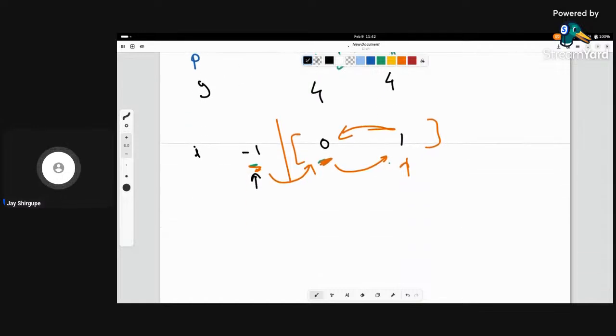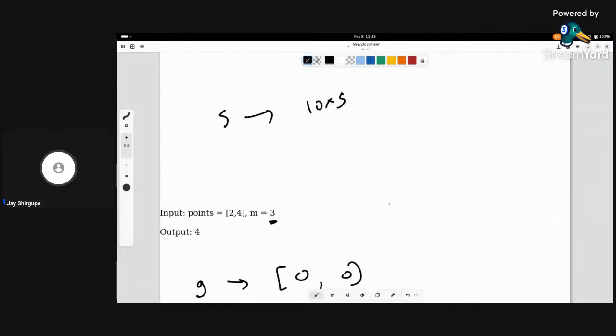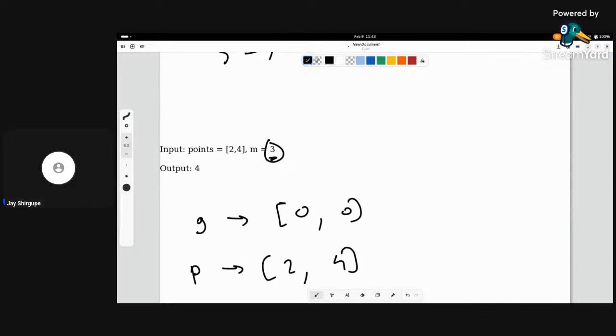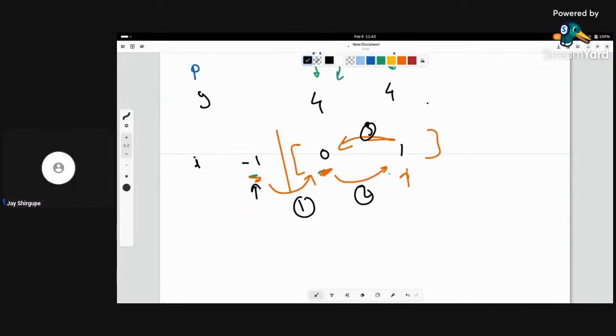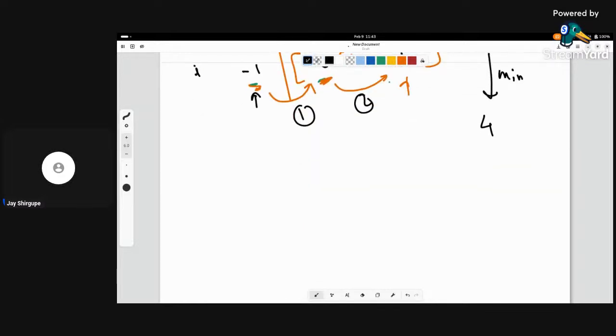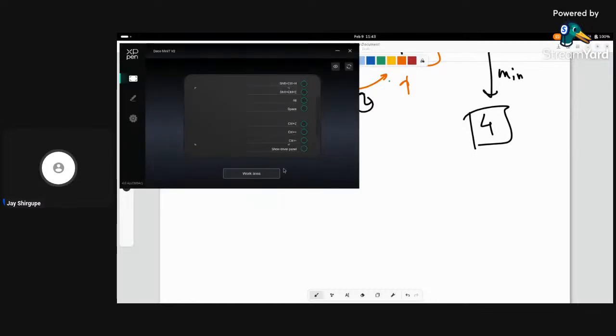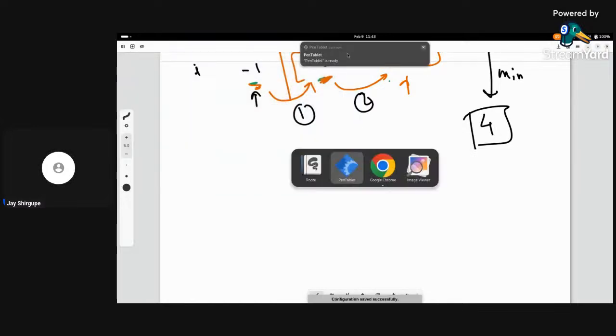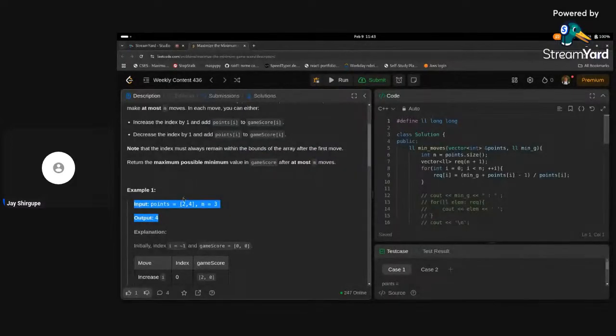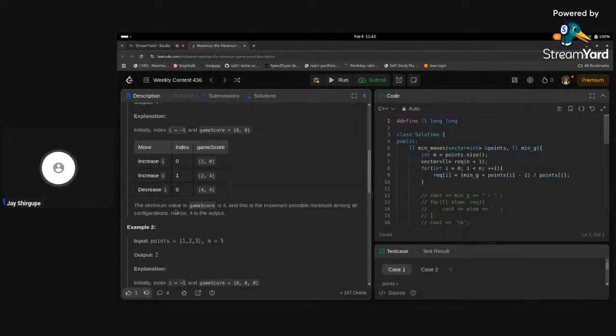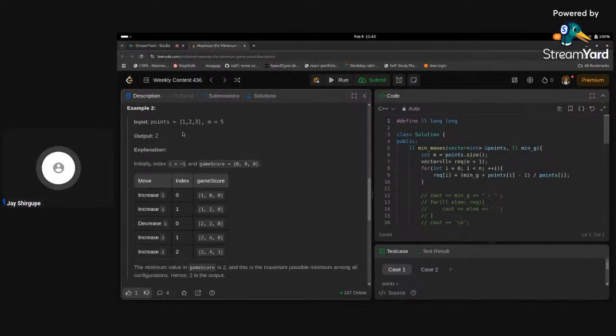Now you have done 1, 2, and 3 moves, and you could make at most 3 moves. So you are done with your 3 moves. Your array is 4 and 4. The minimum value in this is equal to 4, and this is your answer. The maximum value of this minimum is basically your answer. So 4 is the answer over here, and you do this for all different sorts of arrays.